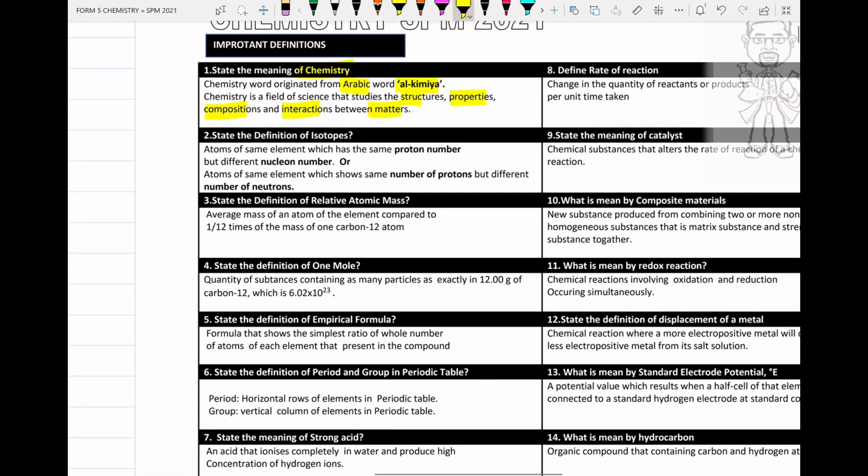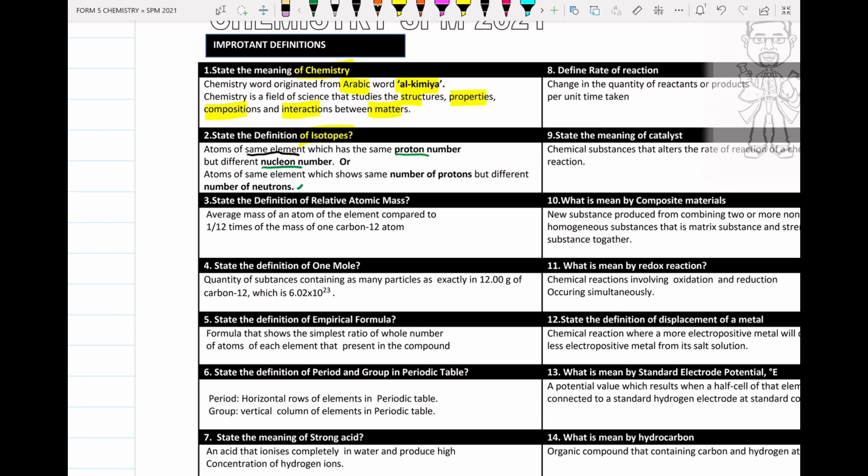All right, so the second definition that students must remember is the meaning of isotope. Isotopes are atoms of the same element which show the same proton number but different nucleon number. Or students can write it another way: atoms of the same element with the same number of protons but a different number of neutrons.